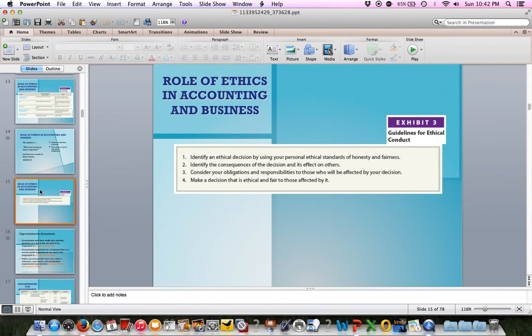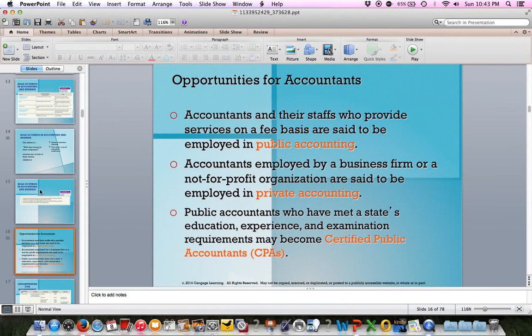Step 3, consider your obligations and responsibilities to those affected by your decision. How will they be affected, and do they need to be consulted or brought into this? And then Step 4, make your decision that's ethical and fair to those affected by it. And I always say, don't make those decisions in a vacuum. You should really make those kinds of decisions with consultation from somebody that you trust. I think what you first of all need to identify is who you can trust to help you make a decision.